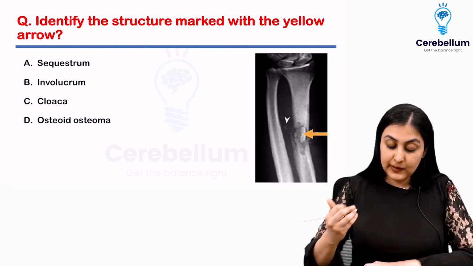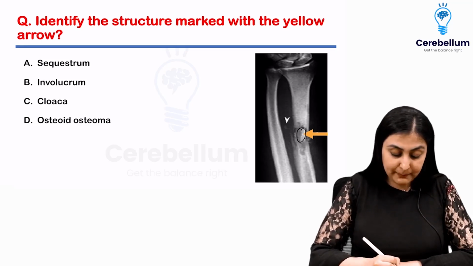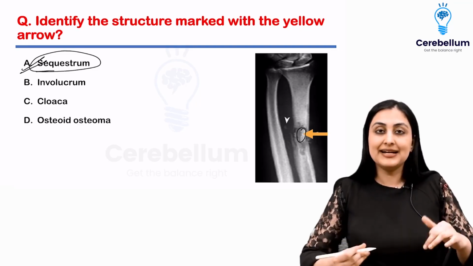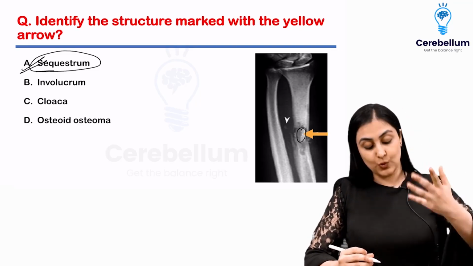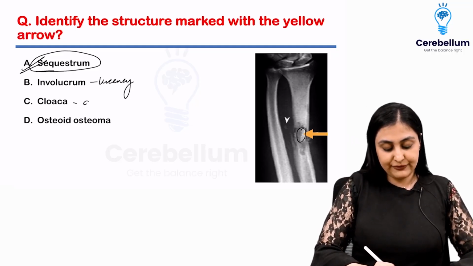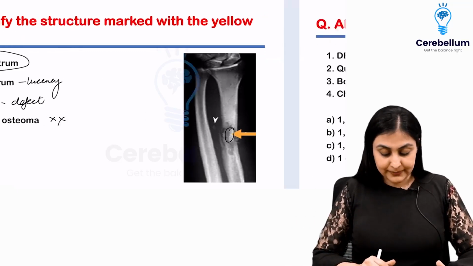Identify the structure, mark with the yellow arrow. So here what you see is the sclerotic part here. So white sclerotic is the sequestrum, which is the dead bone, and that is why it appears whiter. The lucency surrounding it is the involucrum and the defect is cloaca. This is not an osteoid osteoma.